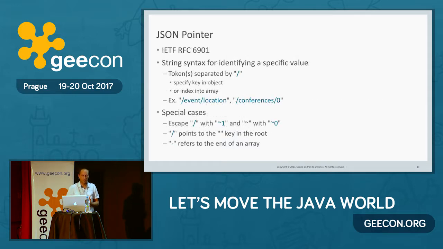Now let's go through particular standards. JSON pointer is defined in an RFC, and it's basically a string-based syntax for identifying a specific value within a JSON document. Tokens are separated by slash. It defines a key in an object, or if there is a number, it can be an index in an array. For example, there can be some event location or conferences on the first index. It also allows some special characters like relative indexing and so on.